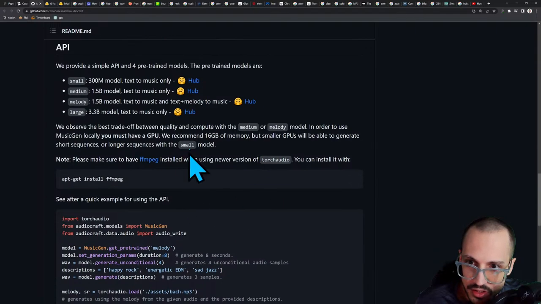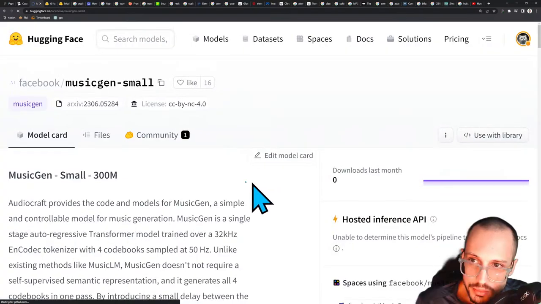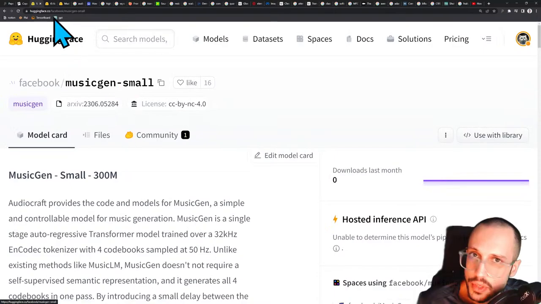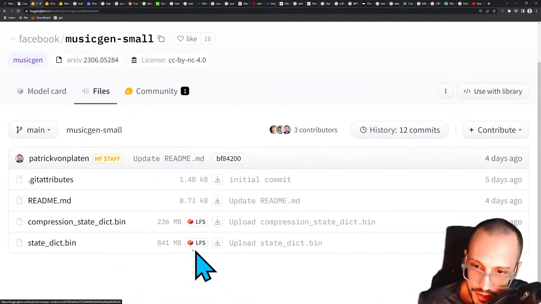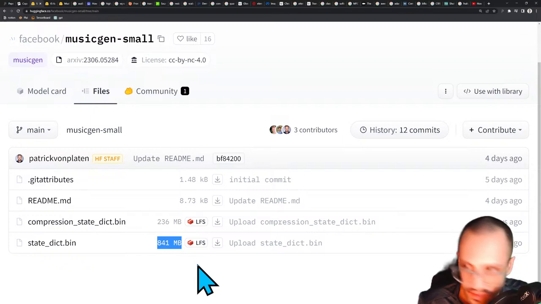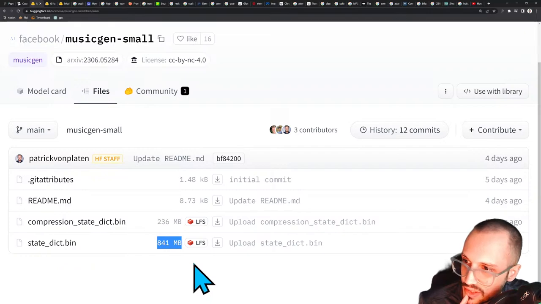If we go to the 300 million parameter model, I would use that. Based on the tables, it seemed like the 300 million parameter model was just as good as the 3.3. The 3.3 is barely better, so I would just use the 300 million if you're interested in using this. If you go to the files, they do seem to have a model here. So maybe it works, maybe it doesn't. It sounds a lot better in my personal opinion.